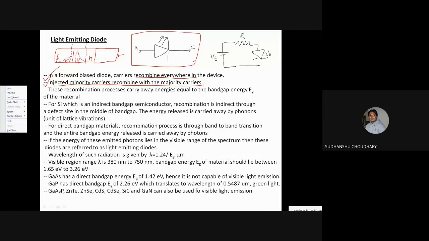So these minority carriers, the holes, recombine with the n-type electrons. Similarly, the minority electrons recombine with the holes.